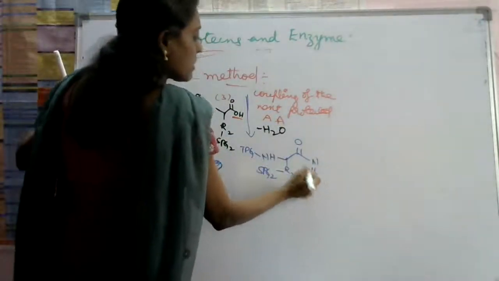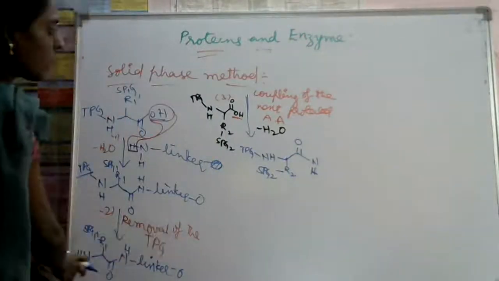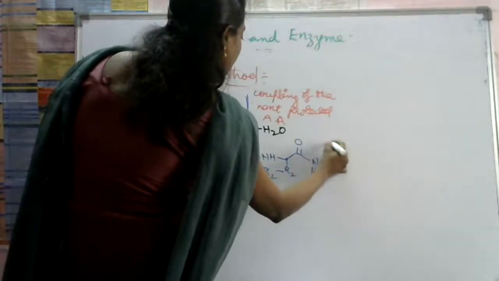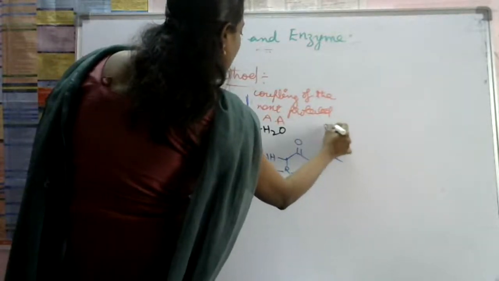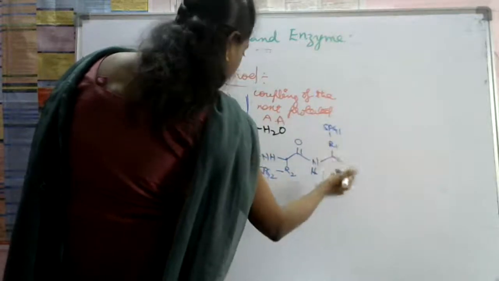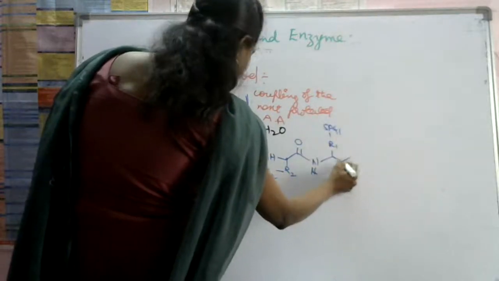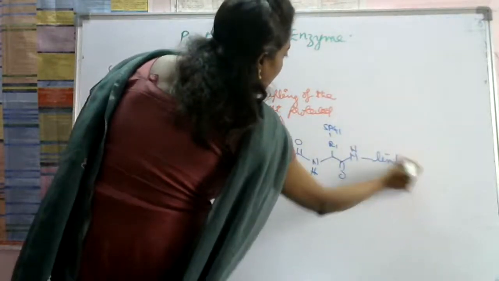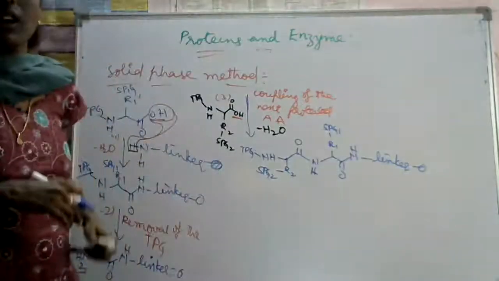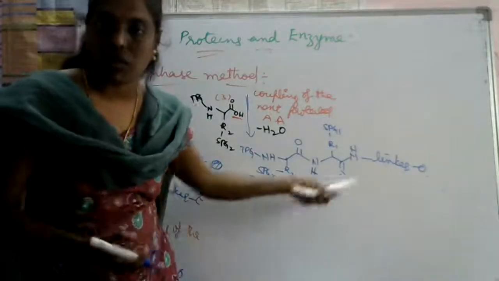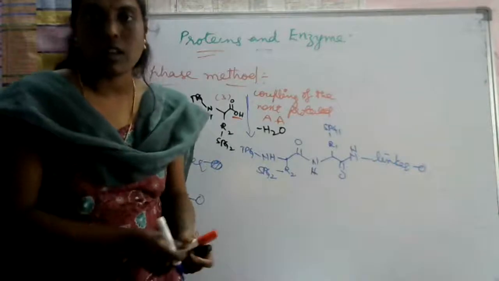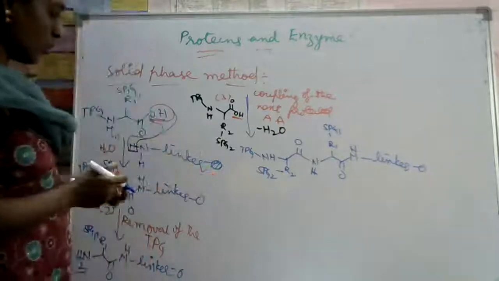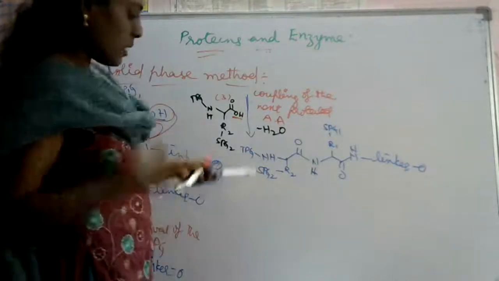Next, what will happen here? We have to join this amino acid to this one. So here R1 is there, SPG, the semi-permanent protecting group is there. Next, here CO, NH, linker will be there until the end of the reaction. In the last step we have to remove the linker after formation of the protein. So this linker should be removed. So this is the third step.